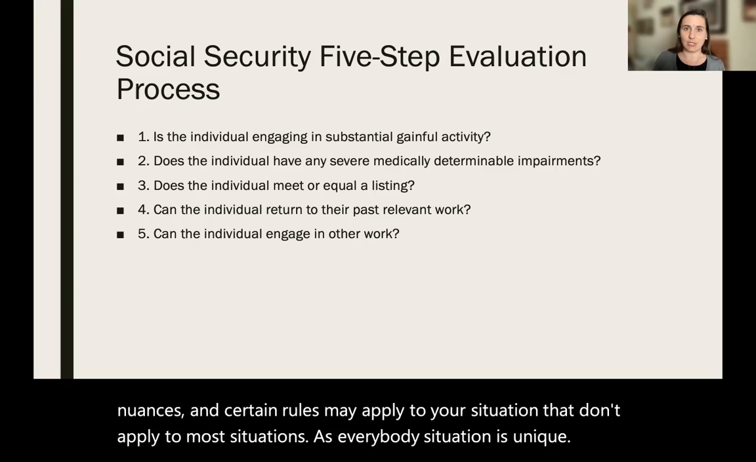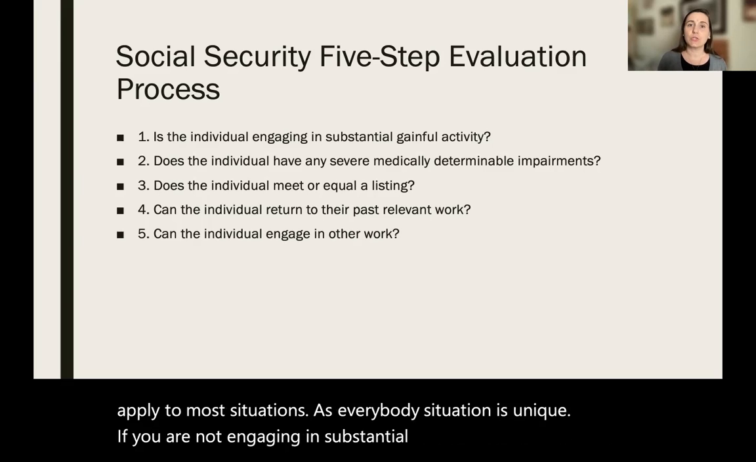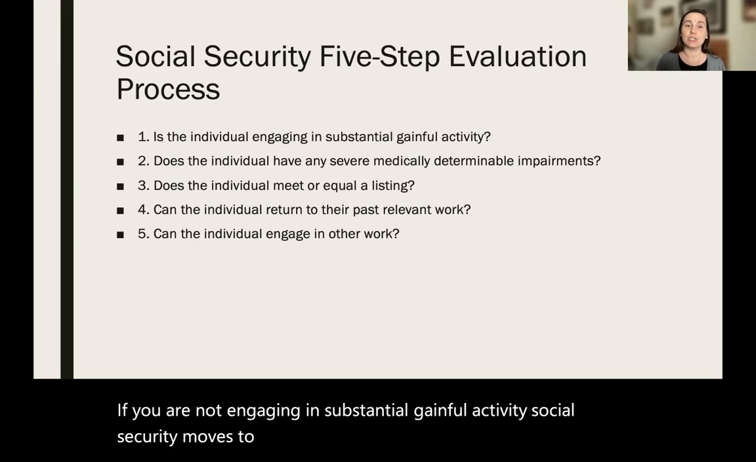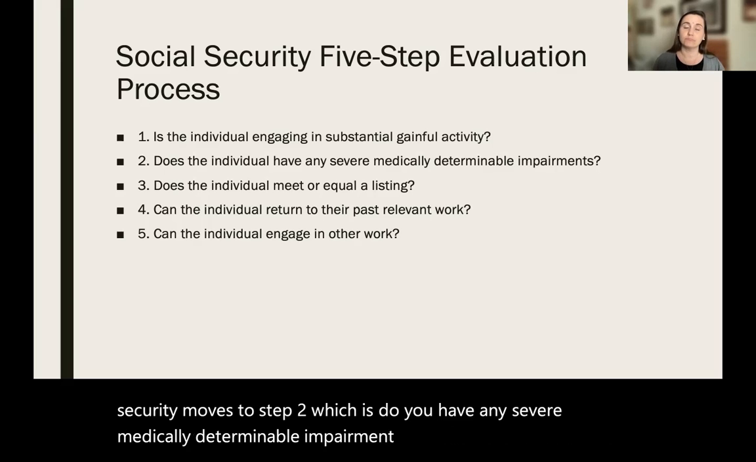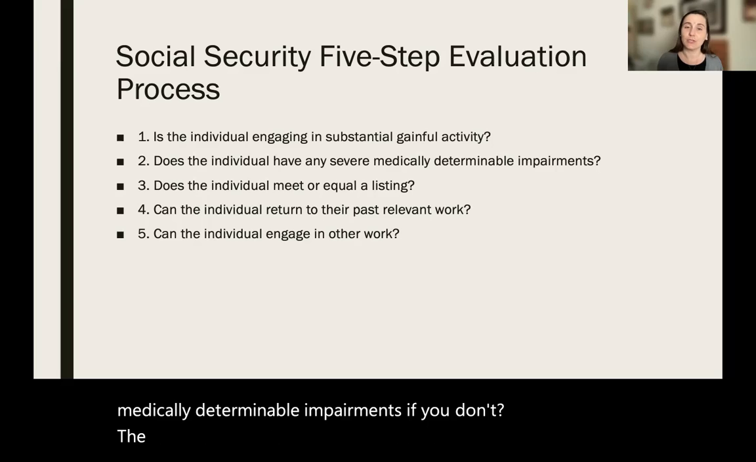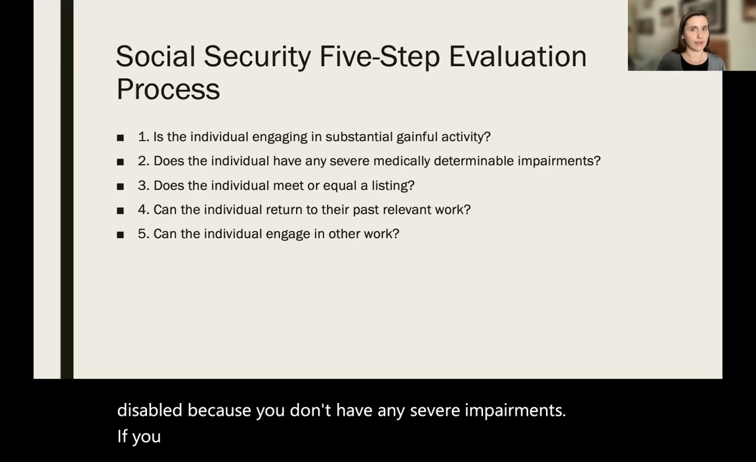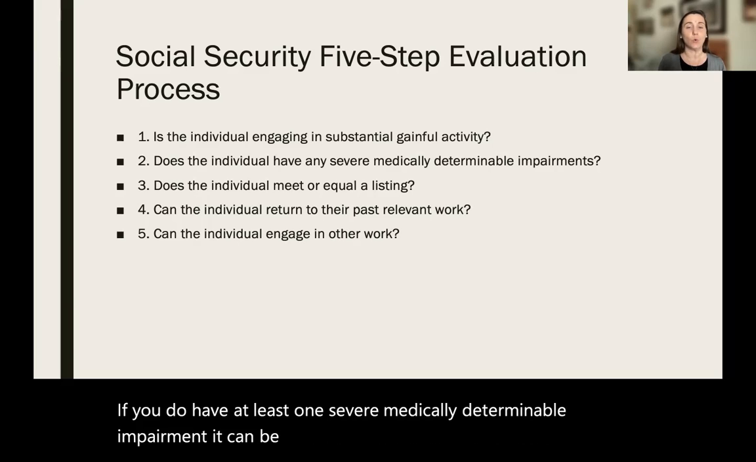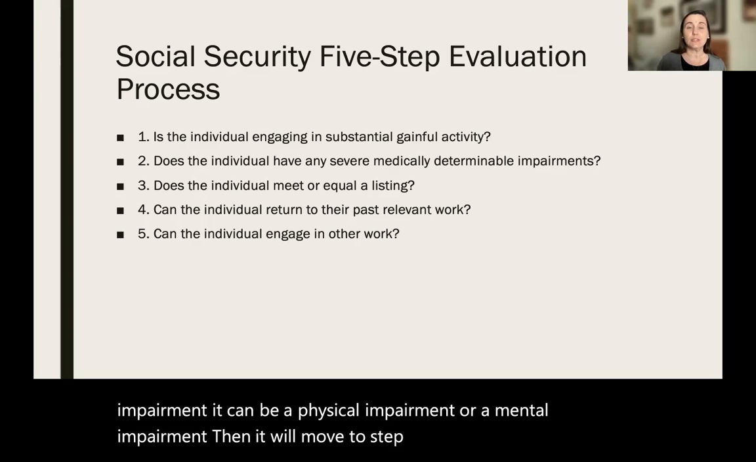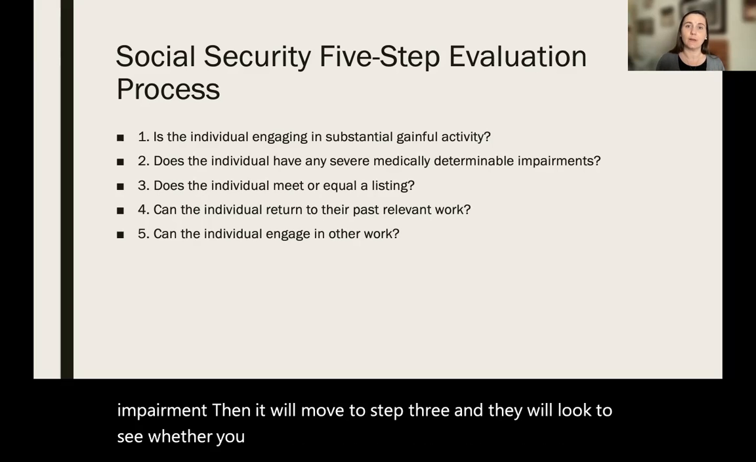If you are not engaging in substantial gainful activity, Social Security moves to step 2, which is, do you have any severe medically determinable impairments? If you don't, the evaluation stops there. Social Security says you can't be disabled because you don't have any severe impairments. If you do have at least one severe medically determinable impairment, it can be a physical impairment or a mental impairment, then it will move to step 3, and they will look to see whether you meet one of the listings in their Blue Book.